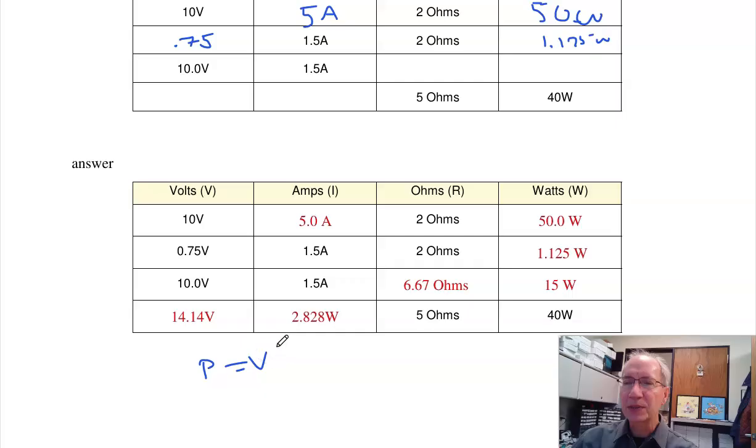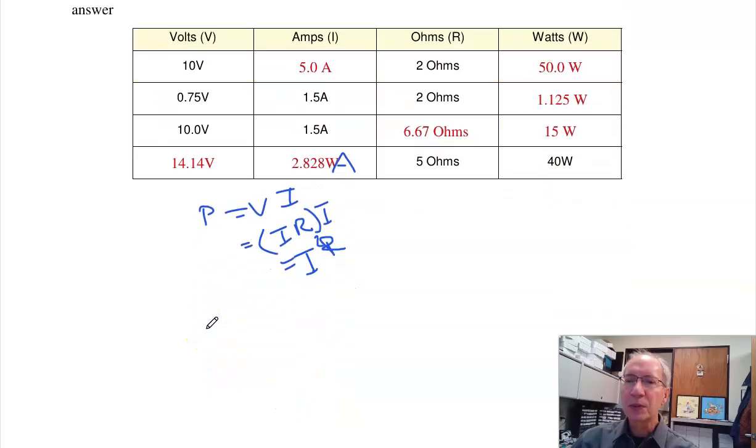Power is volts times amps. I know that V equals IR, so I substitute. V is I times R, times I. I get another relationship. Power is I squared R. So if I have 40 watts, 5 ohms, the ratio is current squared. Take the square root, I get 2.828 amps. I know power, amps, solve for volts. So that's problem number 1.